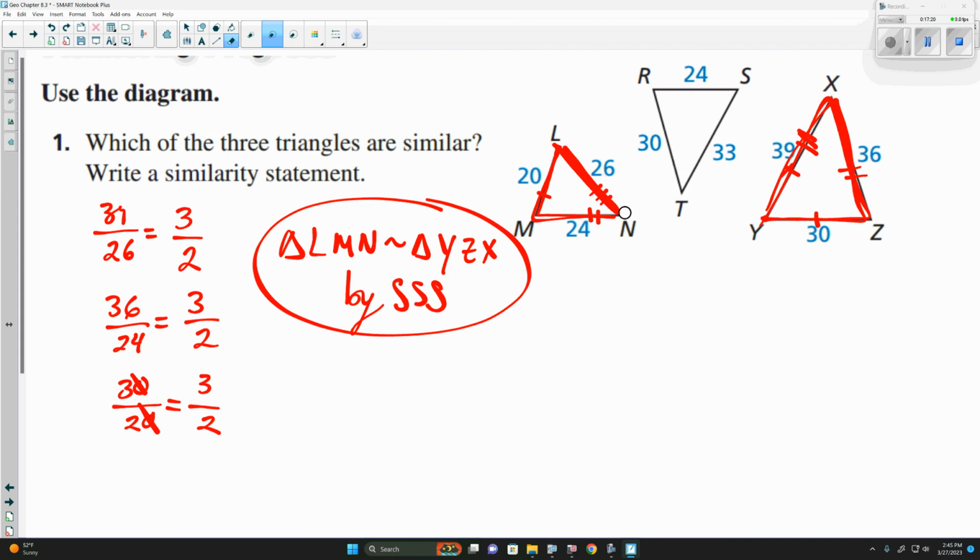Because we can match up the angles a little better. Because L is between the smallest and biggest, M is smallest and middle, and then match the angles up. Yes, and there are so many different ways that we can do it. Any questions on this here?